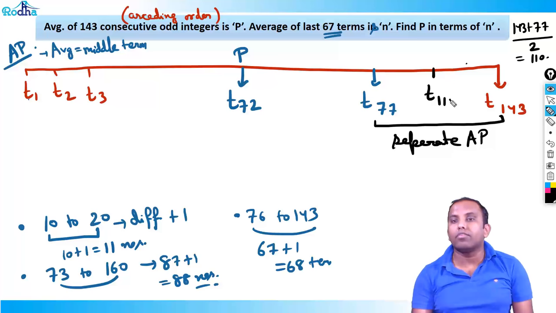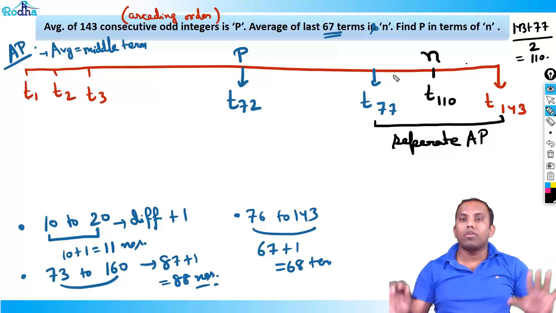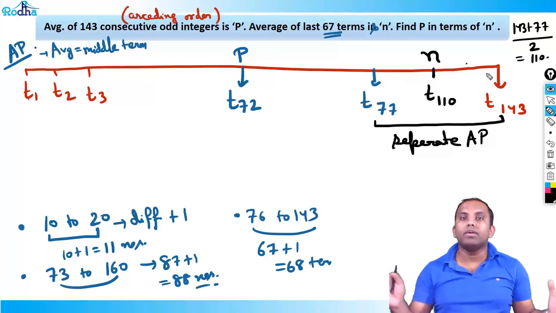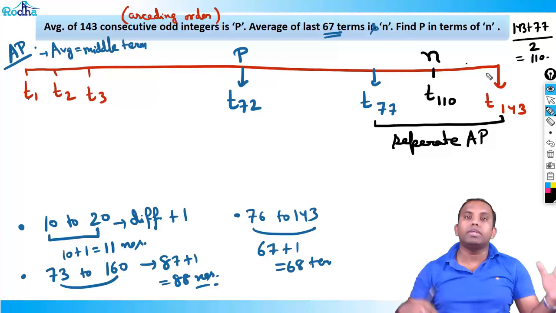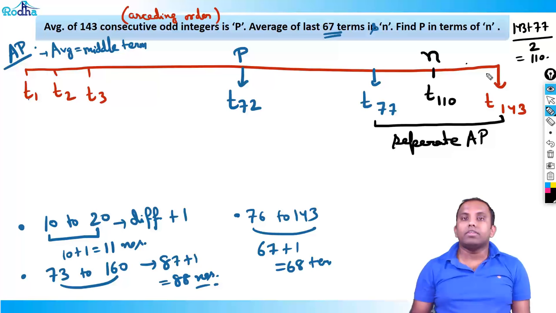This is the whole concept now. So, the average of this whole series is P. The whole series has 143 terms. What is their average? First term plus last term by 2. 1 plus 143, 144 by 2, 72. So, T72 is the average of these terms. If this is the average, this is given as P.